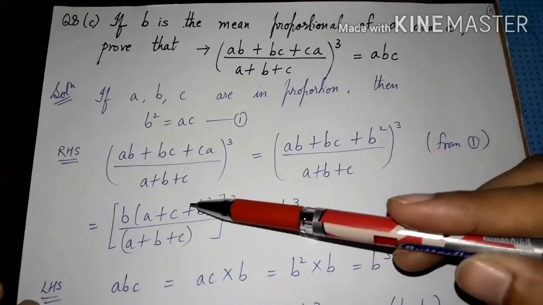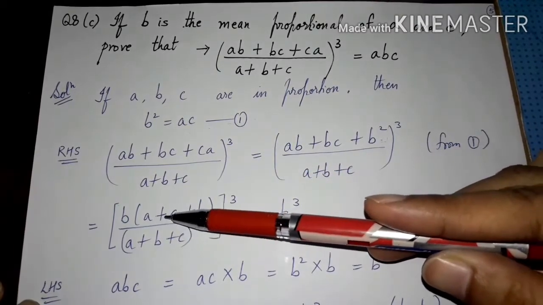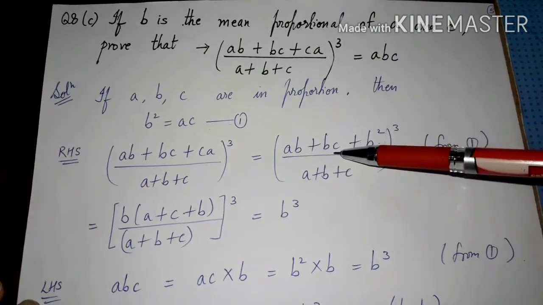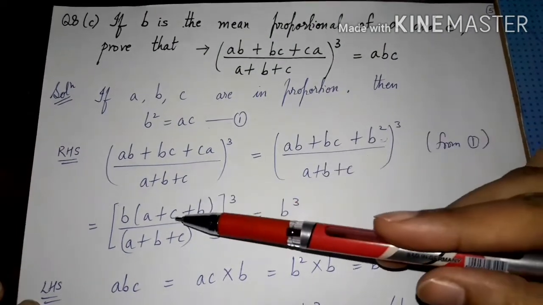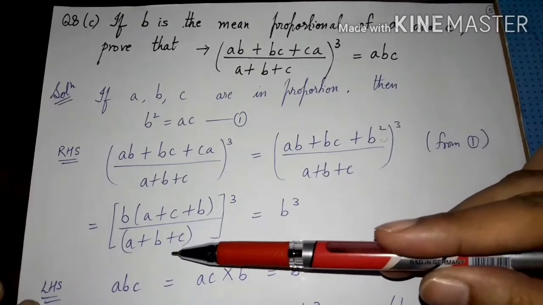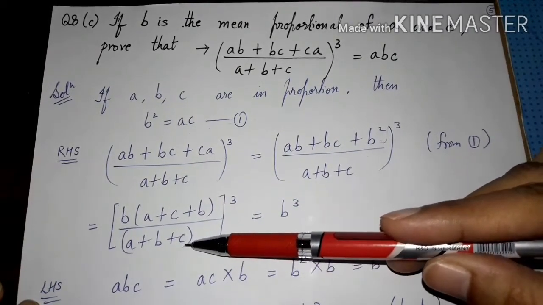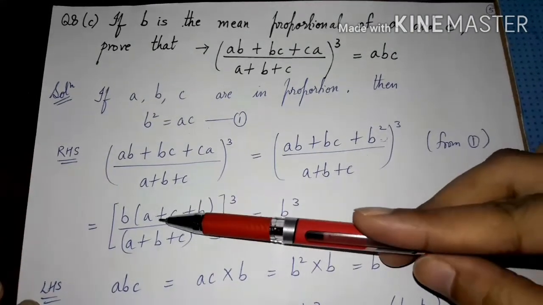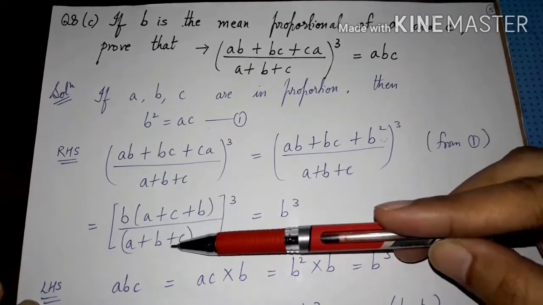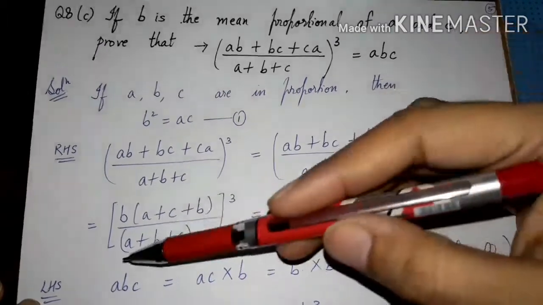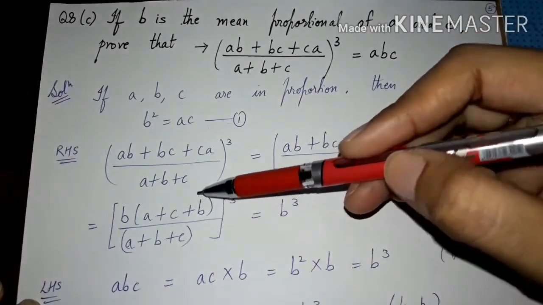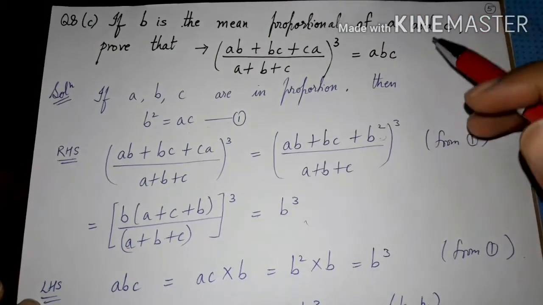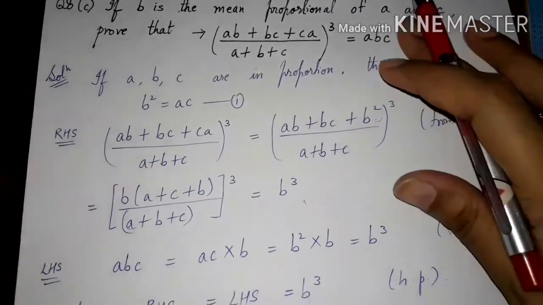Now here I have taken B common. If we take B common, what will be left here? A plus C plus B, which is equal to A plus B plus C, because you know that in addition order can be changed. So A plus C plus B and A plus B plus C is the same thing. So these two will be cancelled out and you are left with just B cube. So in the right hand side we will be getting only B cube.